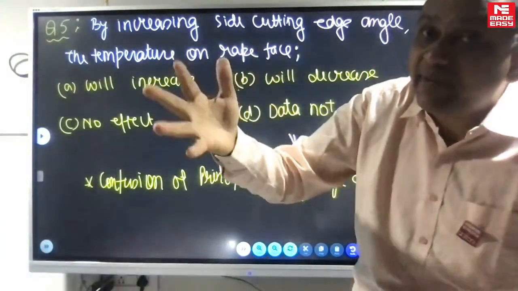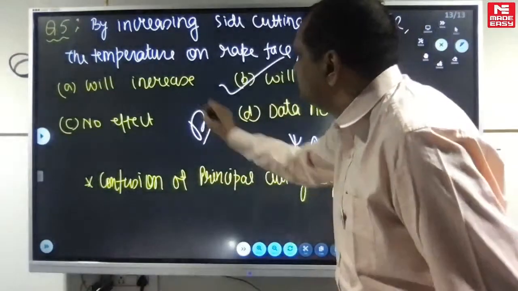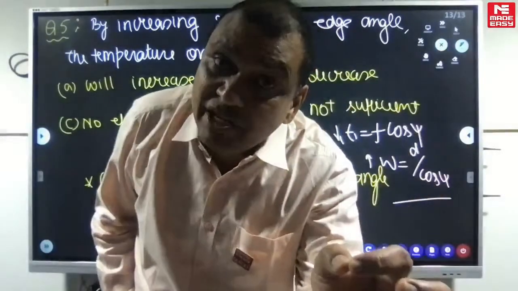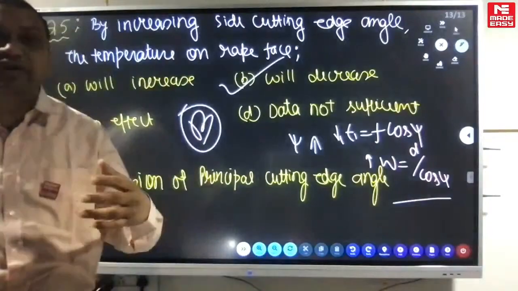If heat gets distributed over a larger area, it will decrease the peak temperature. Decrease the temperature, diffusion wear will decrease and the tool life will increase. Okay, very, very important concept.